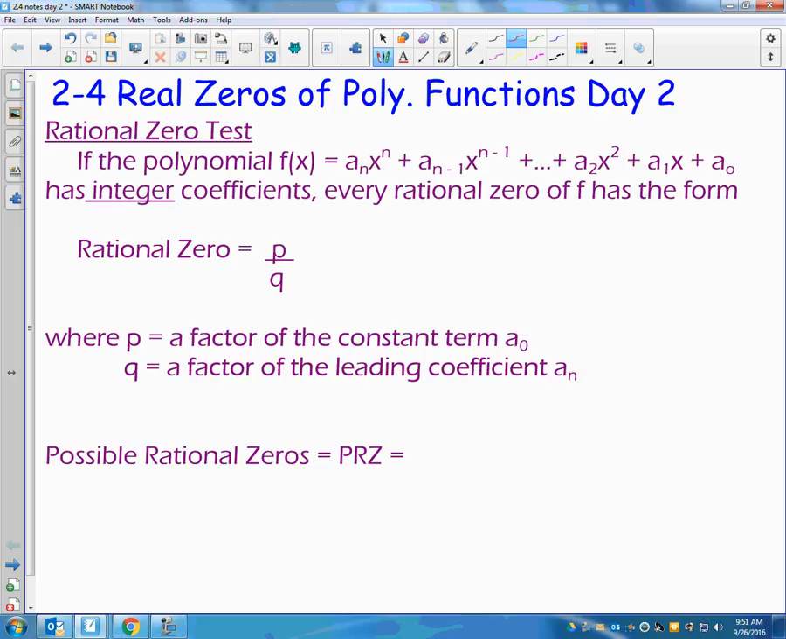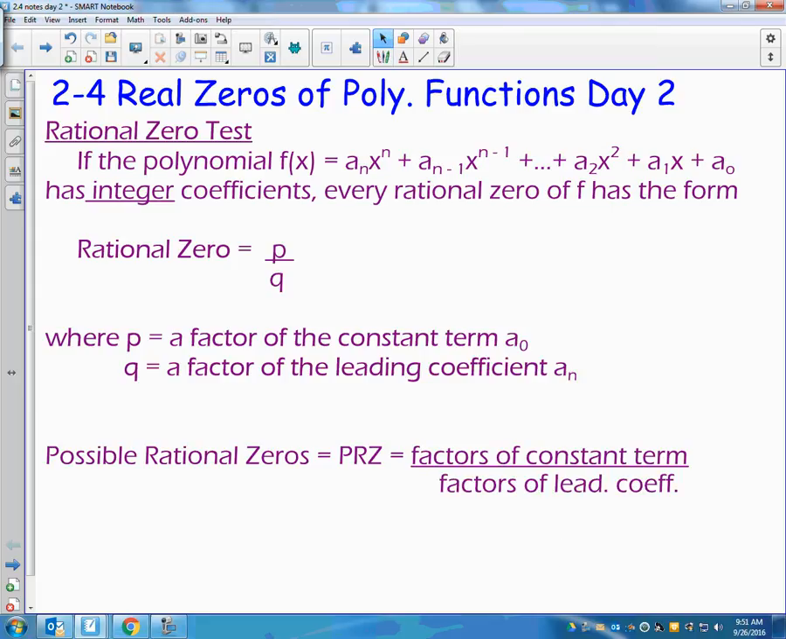Okay, so you need to write out to find possible rational zeros, aka PRZs. You're going to take factors of the constant term divided by factors of the leading coefficient.